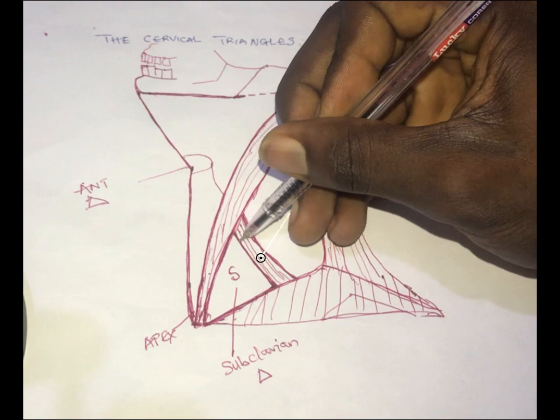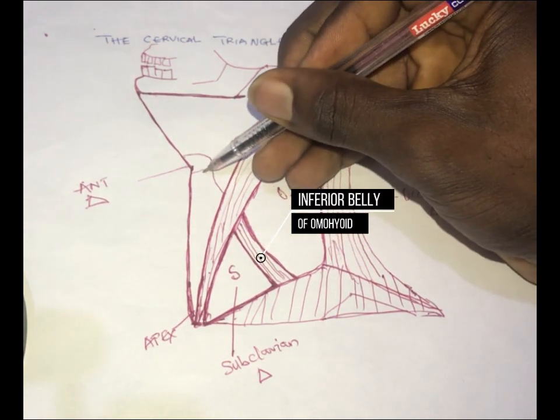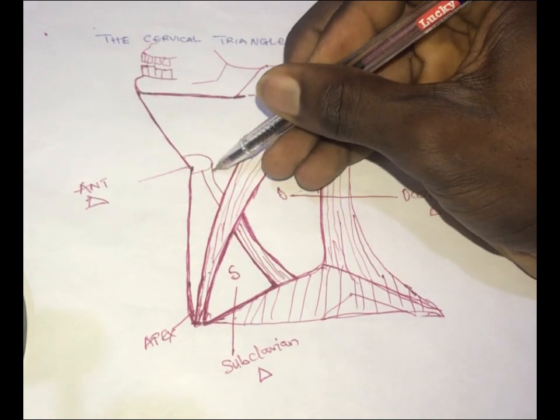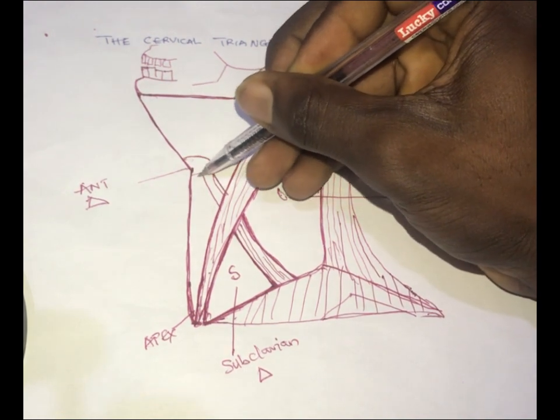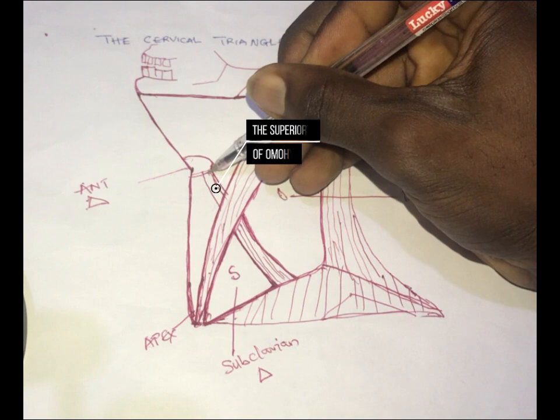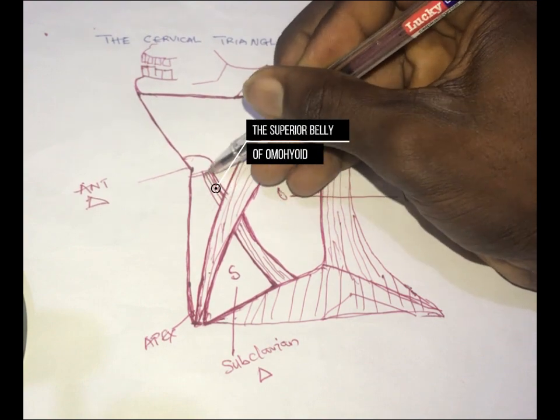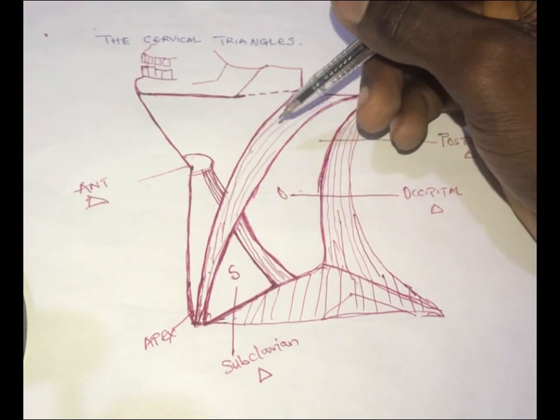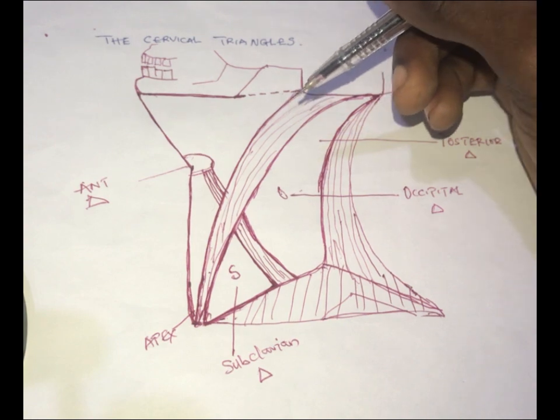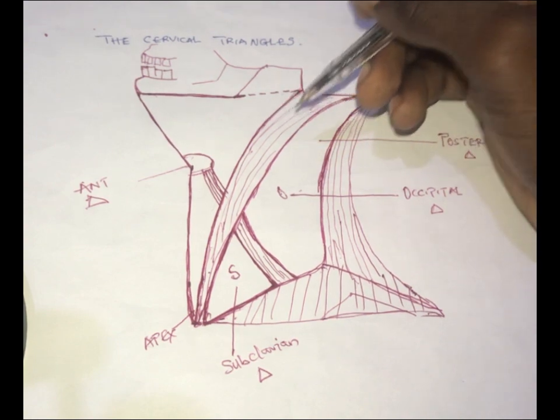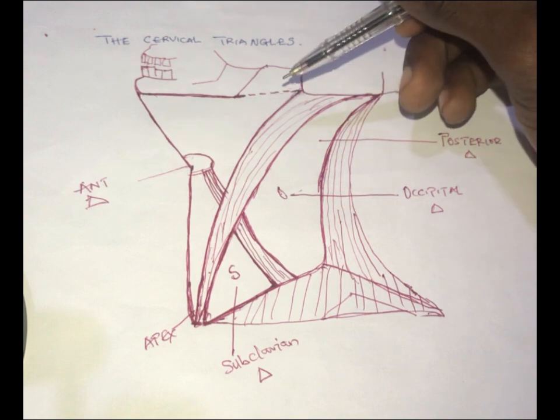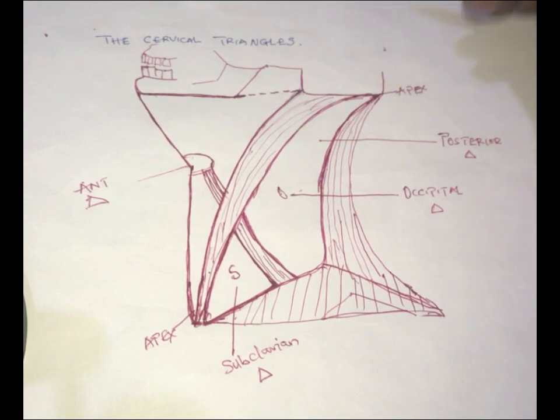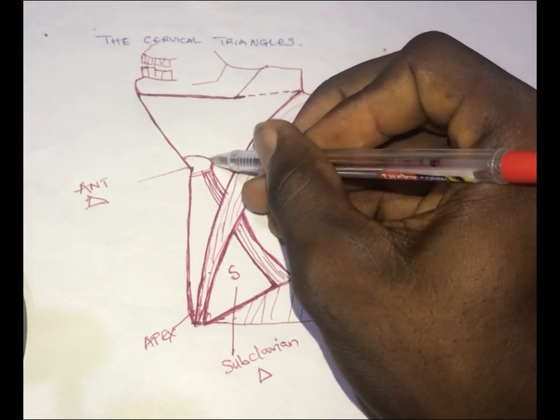Since we have this inferior belly of the omohyoid muscle, we have the superior belly that runs superiorly to a point of attachment around the body of the hyoid bone, which is known as the superior belly of the omohyoid muscle. And then we have 2 other muscles that collectively divide this anterior triangle into 4 different smaller triangles.